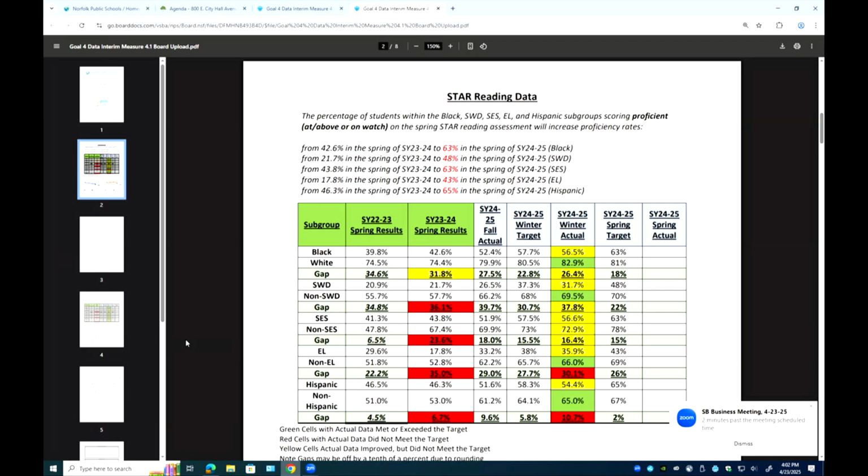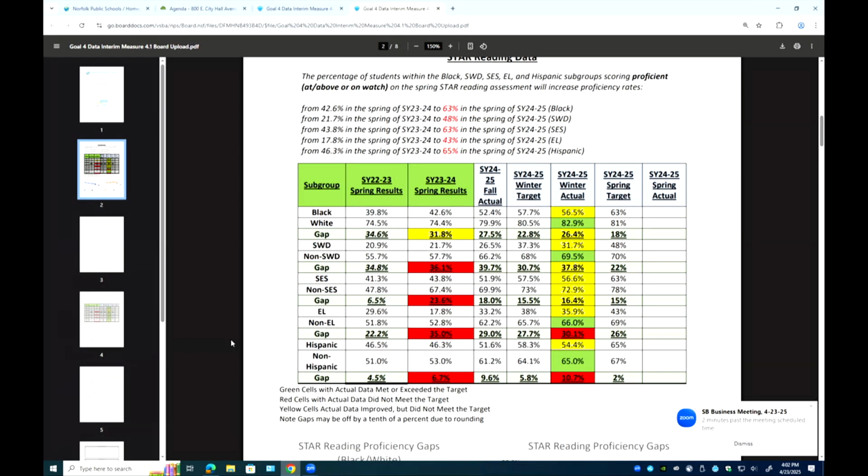The one that goes in the opposite direction is urgent intervention, where we're trying to reduce students in the urgent intervention band in our Black subgroup from 36.9% down to 20%, for our SWD from 62.1 to 40, SES 35.9 to 20, and 71.1 to 38 for our ELs, and our Hispanic from 29.1 to 25.